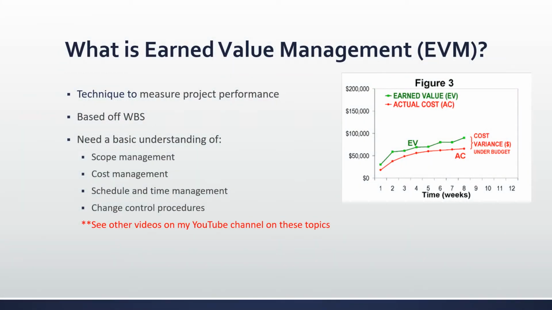So let's first begin by defining what is Earned Value Management, which is EVM. Earned Value Management is a project management technique that helps project managers to measure project performance. It's a systematic project management process that's used to find variances in projects based on the comparison of work performed and work planned. It's based off the Project Work Breakdown Structure, or WBS. EVM is used on the cost and schedule control and can be very useful in project forecasting.